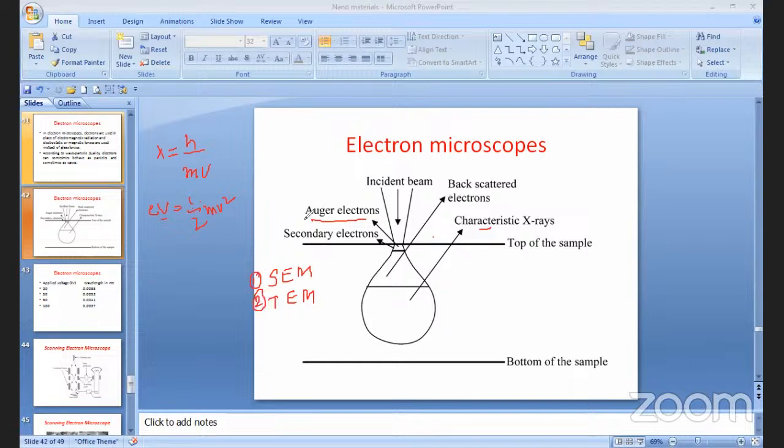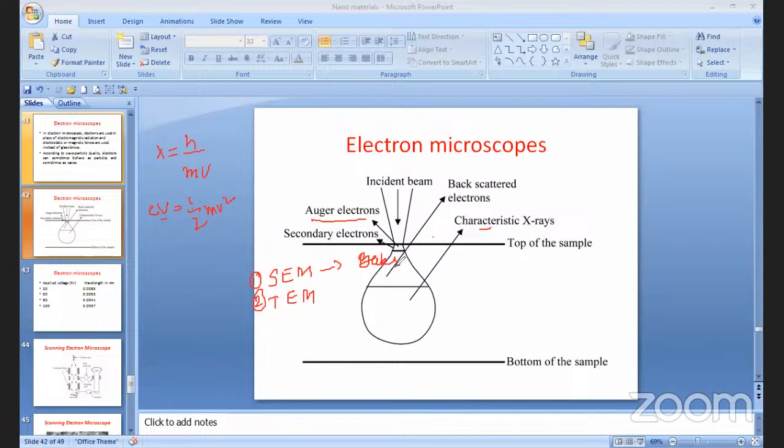Under these electron microscopes, we have the scanning electron microscope and the transmission electron microscope. The scanning electron microscope uses backscattered electrons from a sample for imaging. In the case of the scanning electron microscope, the image which is formed is mainly due to the backscattered electrons.